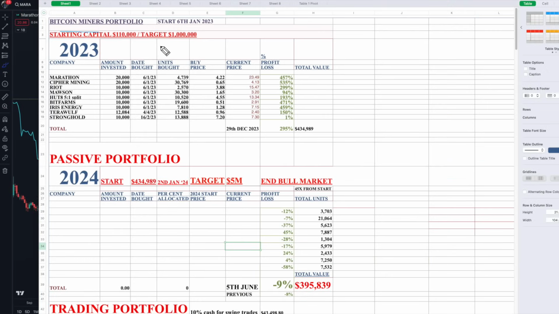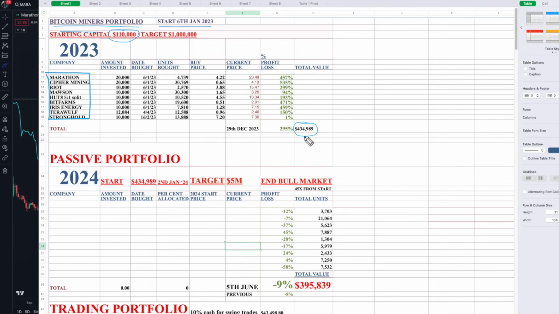So how that's manifested within the portfolios is that we started the Bitcoin miners portfolio back on the 6th of January when we started the private member section here. And from a start of $100,000 starting capital, we ended the year at $434,000 just by focusing on these Bitcoin miners here.